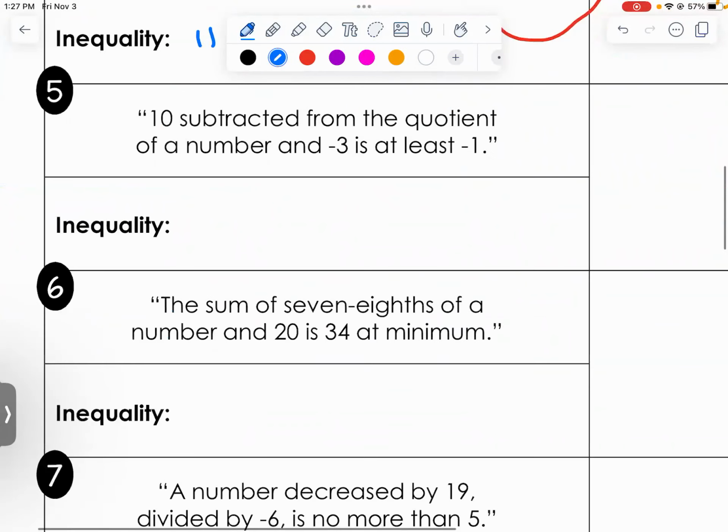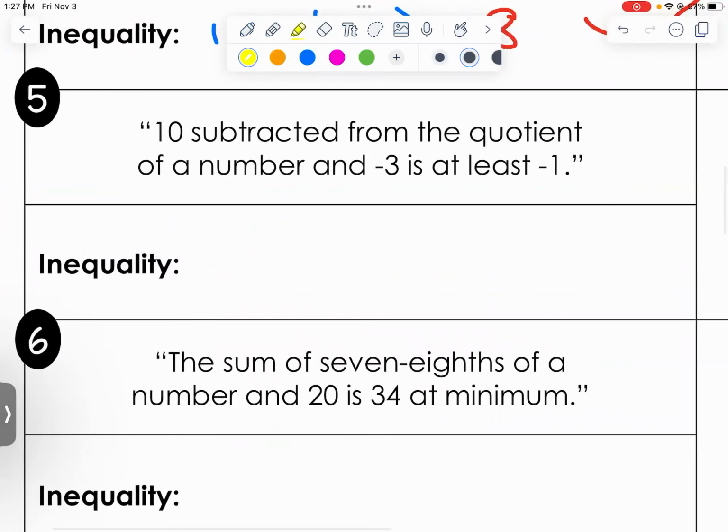I'm going to give you 60 seconds to write down what you think. Don't solve them. Write down what you think the inequalities are for 5 and 6. Ready, set, go. Done.